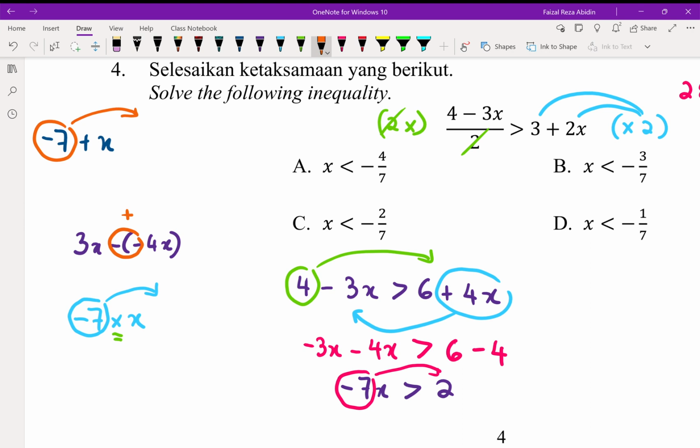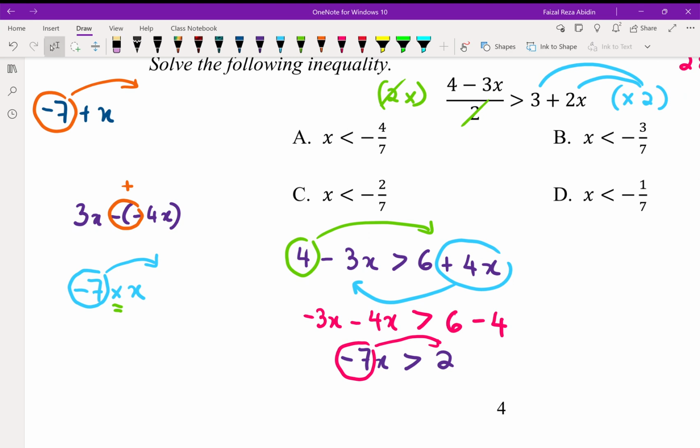So, what I'm going to have over here, when we bring negative 7 to that side, you are going to get X less than negative 2 over 7. That's why your answer here is going to be C.